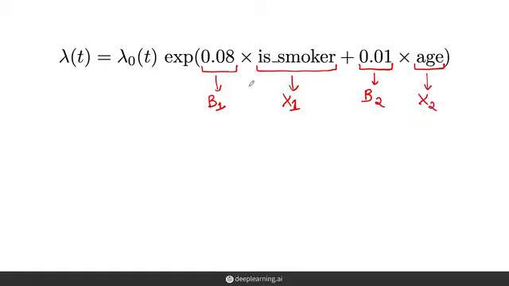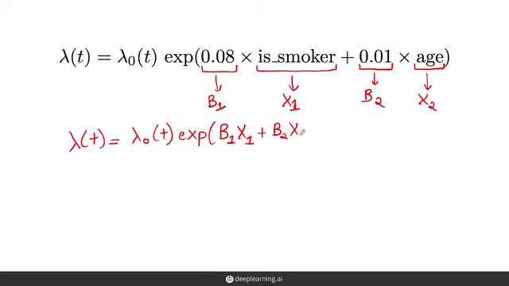Now, of course, a patient might have more than two variables. And so the more general form of this expression is lambda t is lambda naught of t times exp of beta 1 x1 plus beta 2 x2, and so on and so forth. And we can simplify that to say it's the sum over i of beta i xi. And of course, we have our lambda naught of t term. So let's continue from there.